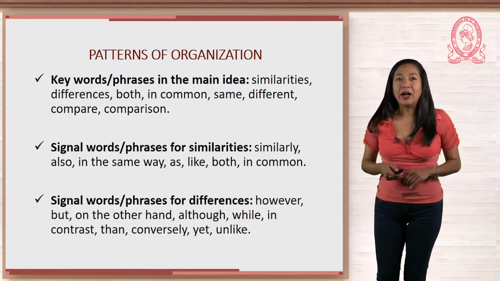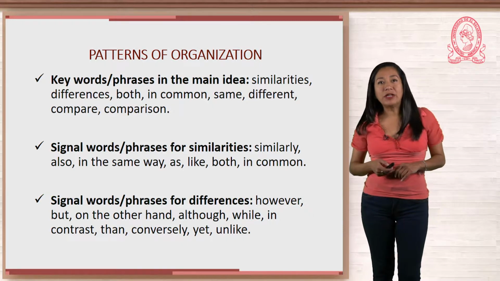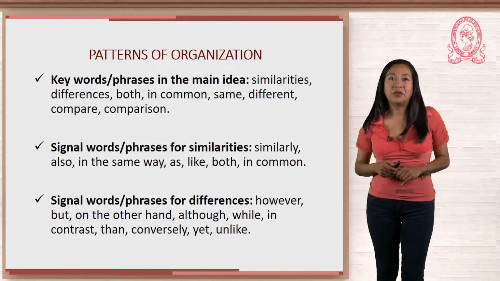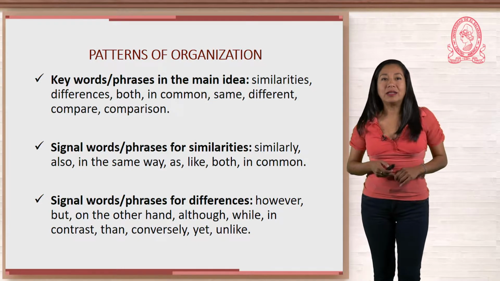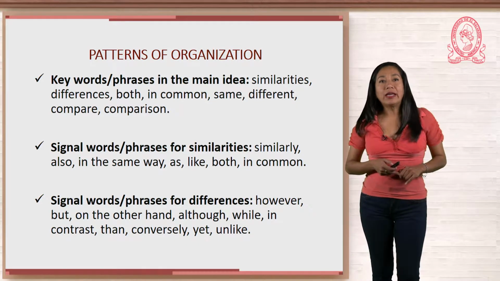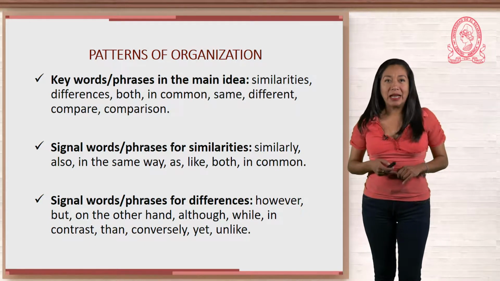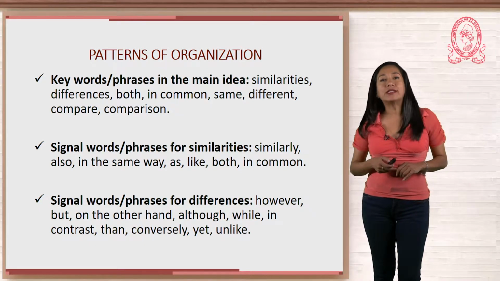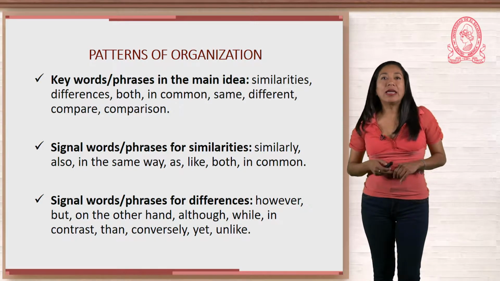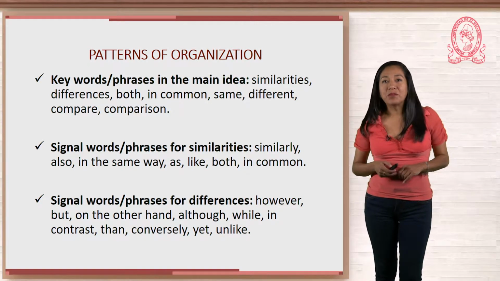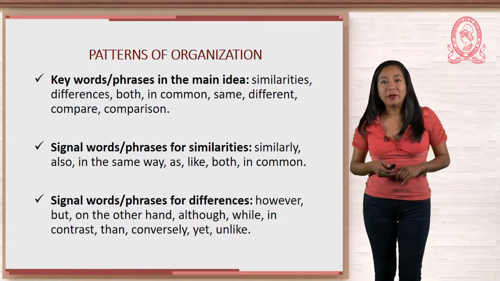They present a list of different types of words we may find when we are reading material written in the comparison contrast pattern. Let's take a look at these examples. For the keywords and phrases in the main idea, we can find the following words: similarities, differences, both, in common, same, different, compare, comparison.